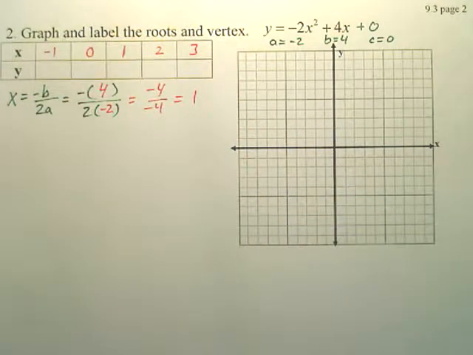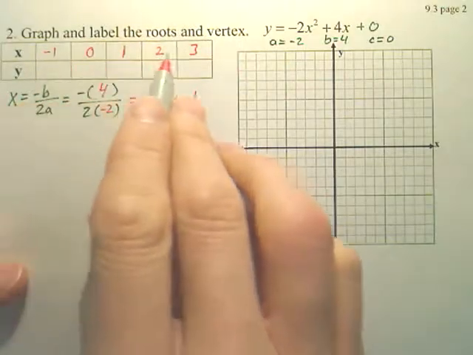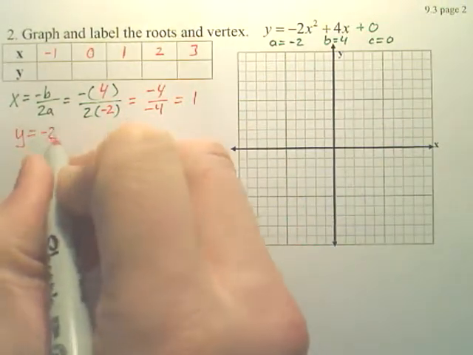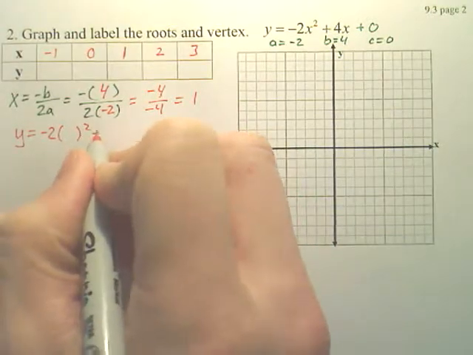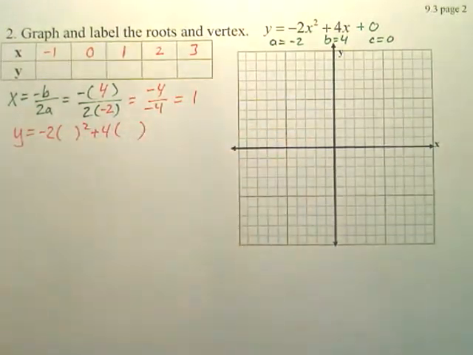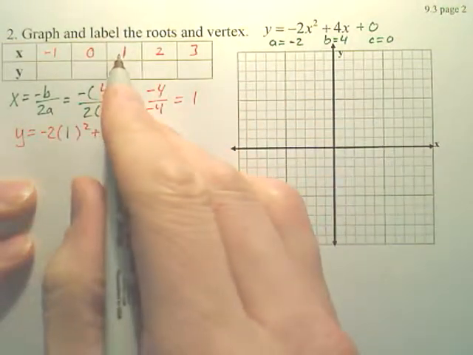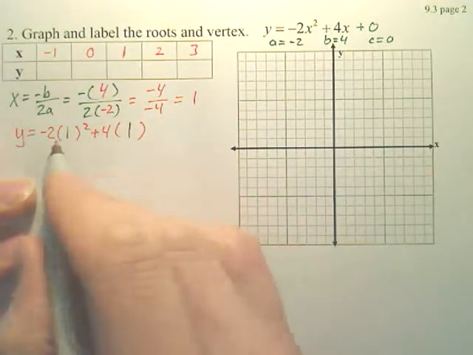Okay, our next step is to take these numbers and plug them in this equation. So we have y equals -2 times x squared plus 4 times x. And what do we want to plug in? Well, I'm going to plug in 1. I like to start with the middle. So I plug in 1 for x.